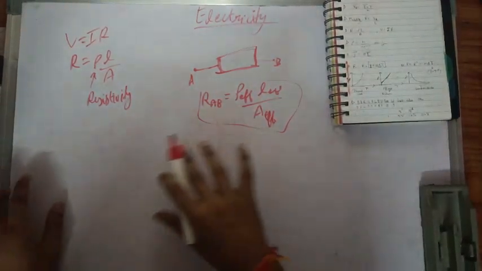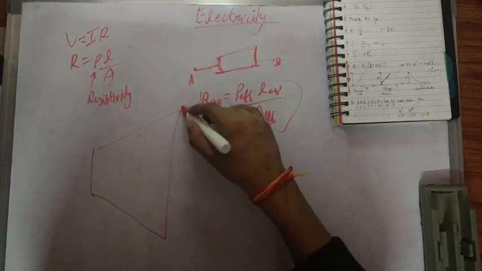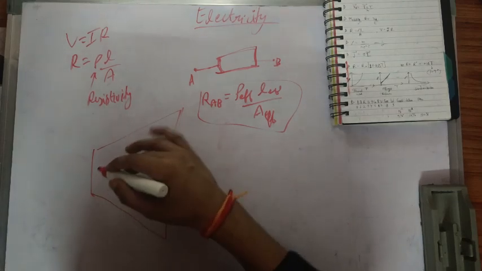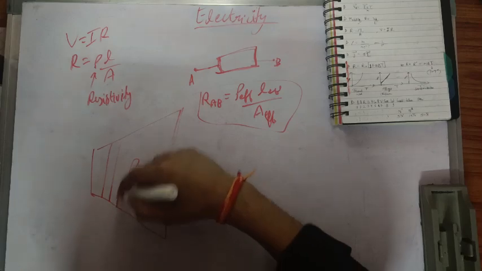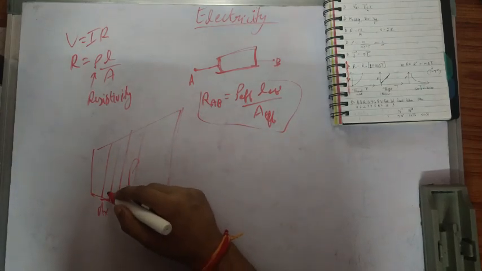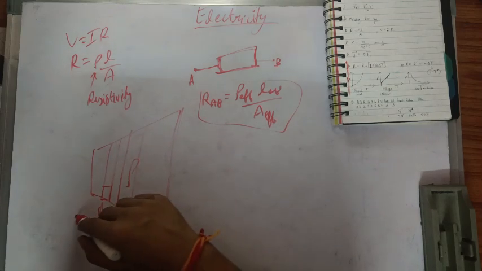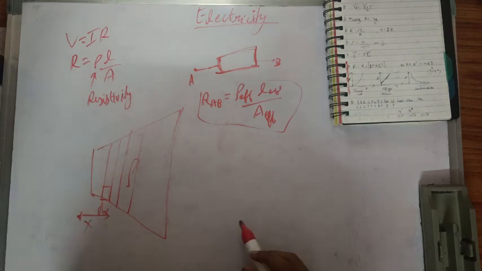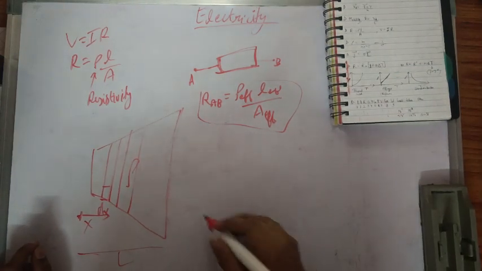Let's say there is a conductor with varying area of cross section but constant resistivity. So I can divide this conductor into small elements of length dx, and the area of cross section would be related to the distance, let's say x. The total length is, let's say, L, and the resistivity is rho.